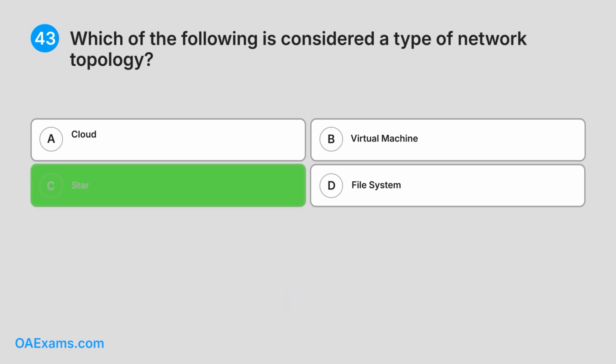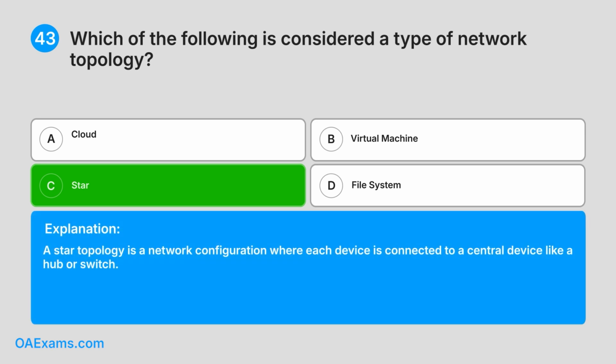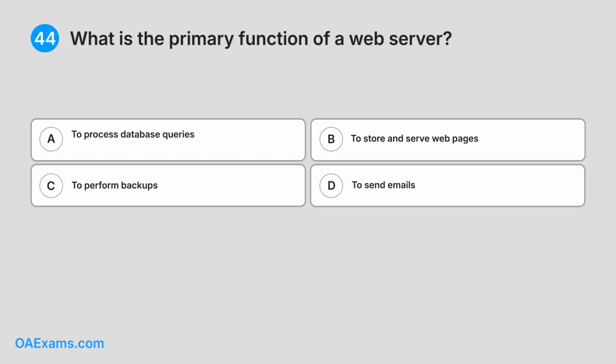Correct answer: C. Star. Explanation: A star topology is a network configuration where each device is connected to a central device like a hub or switch.